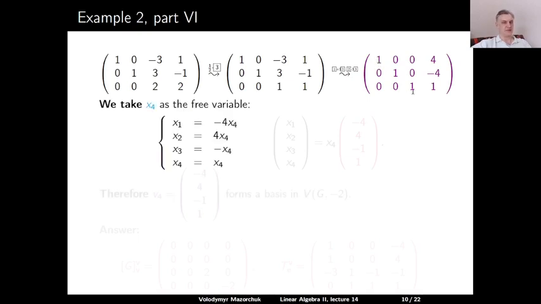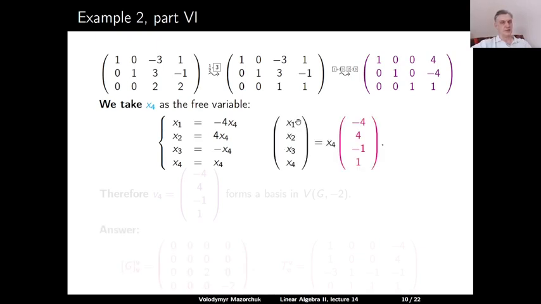So we take x4 as a free variable. From the first row, x1 is equal to minus 4x4. From the second row, x2 is equal to 4x4. From the third row, x3 is equal to minus x4. And we have the trivial equation x4 is equal to x4 for the free variable.